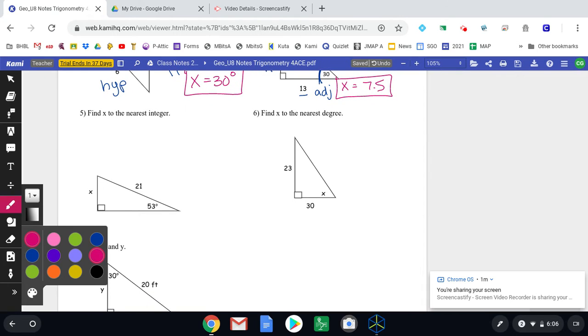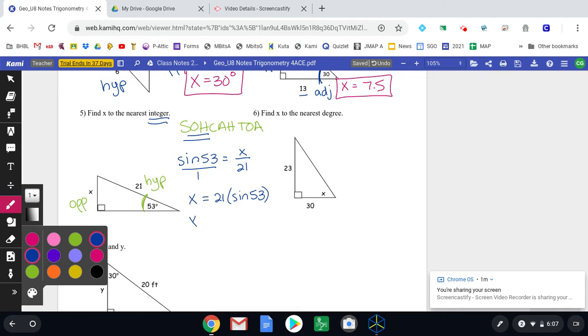Number 5. I've got my angle here. I have my opposite side. I have my hypotenuse. Again, thinking about my SOHCAHTOA. So opposite and hypotenuse, this is my sine function. So sine of 53, opposite over hypotenuse, cross multiply. So x equals 21 times the sine of 53.